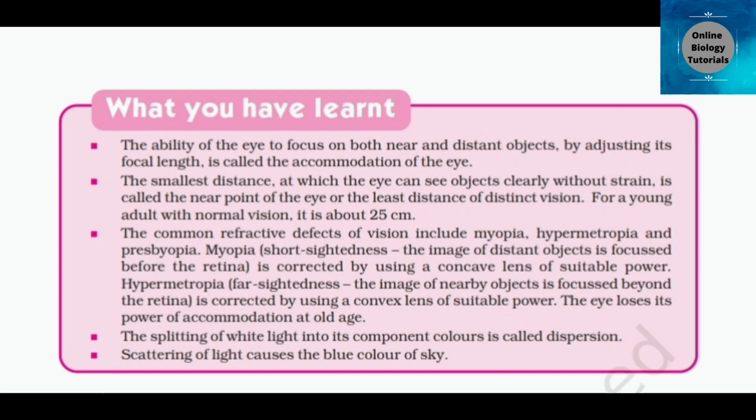The common refractive defects of vision include myopia, hypermetropia, and presbyopia. Myopia, short-sightedness, the image of distant objects is focused before the retina, is corrected by using a concave lens of suitable power. Hypermetropia, farsightedness, the image of nearby objects is focused beyond the retina, is corrected by using a convex lens of suitable power. The eye loses its power of accommodation at old age. The splitting of white light into its component colors is called dispersion. Scattering of light causes the blue color of sky.